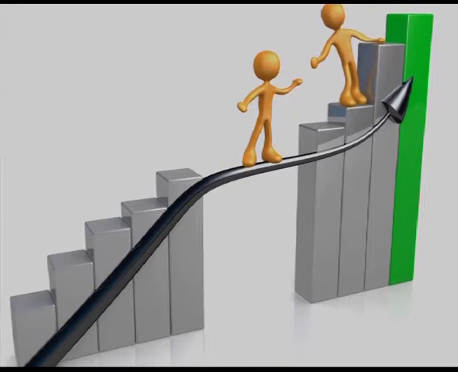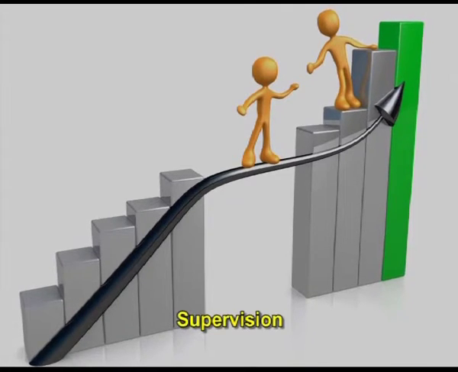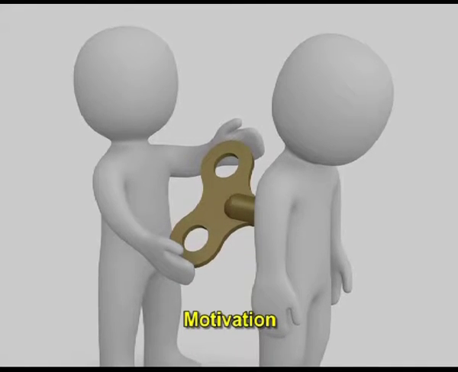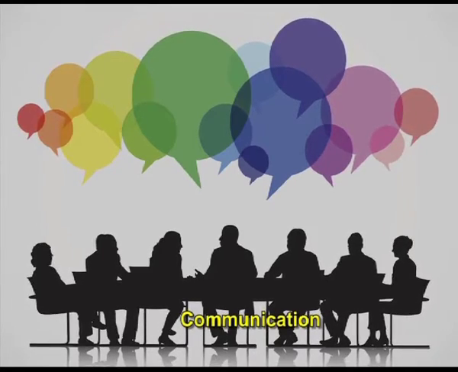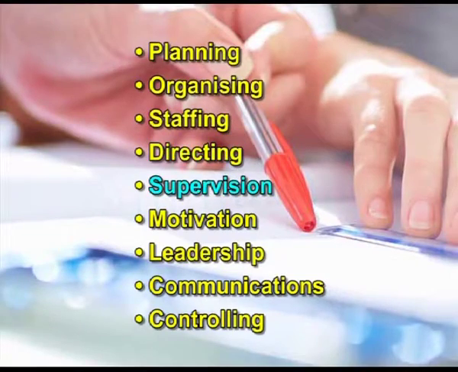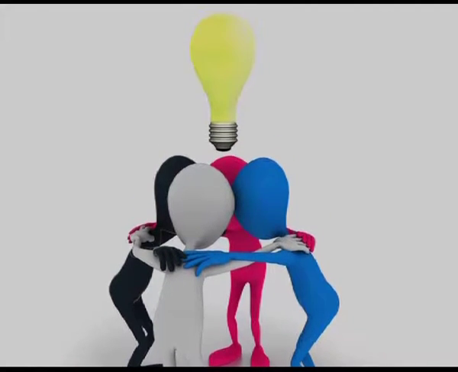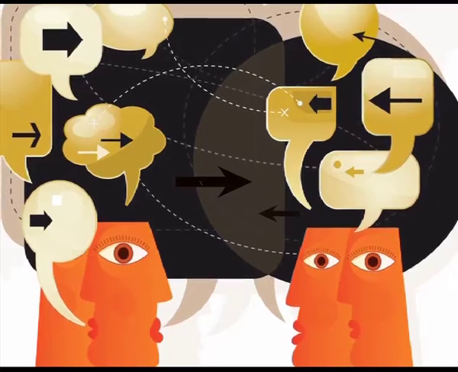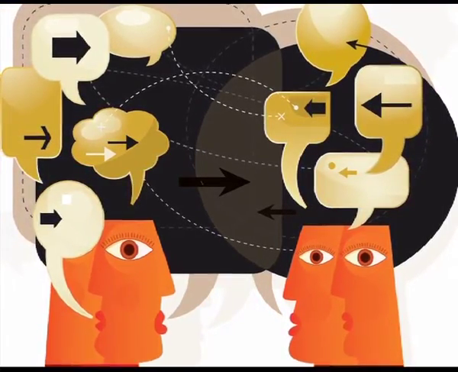Direction has the following elements. Number one, supervision. Next comes motivation, the second one. The third one, leadership. Fourth one is communication. Now, supervision. It implies overseeing the work of subordinates by their superiors. It's the act of watching and directing work and workers.